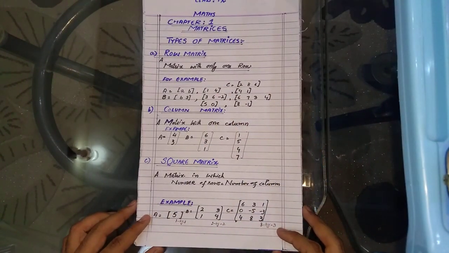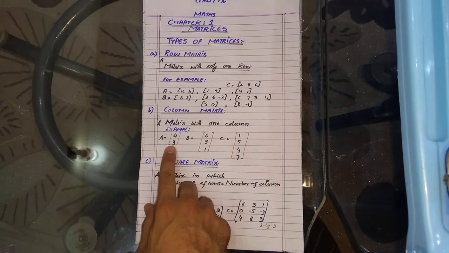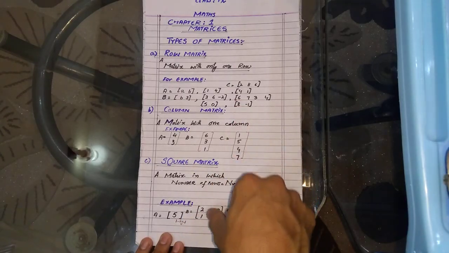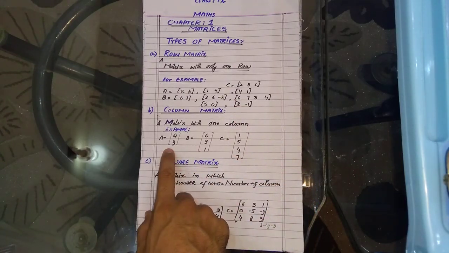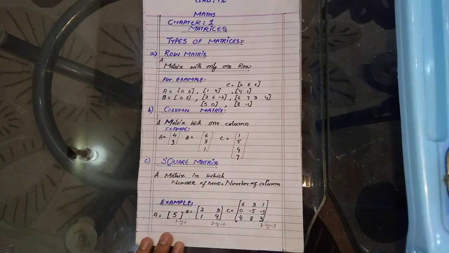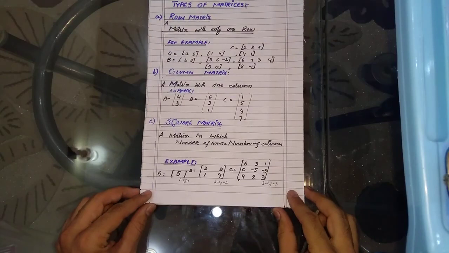Over to the column matrix. Any matrix which has only one column is called a column matrix. Look here. How many columns? 1. Its order is 2 by 1, 3 by 1, 4 by 1. How many columns are there? Only 1. So it is a column matrix.